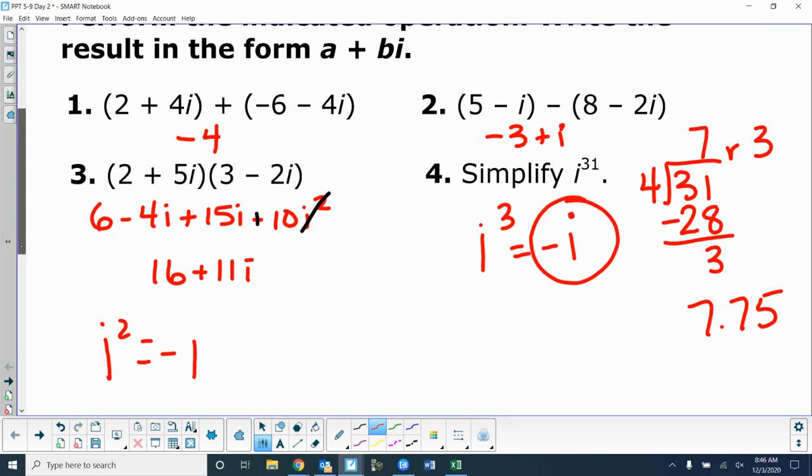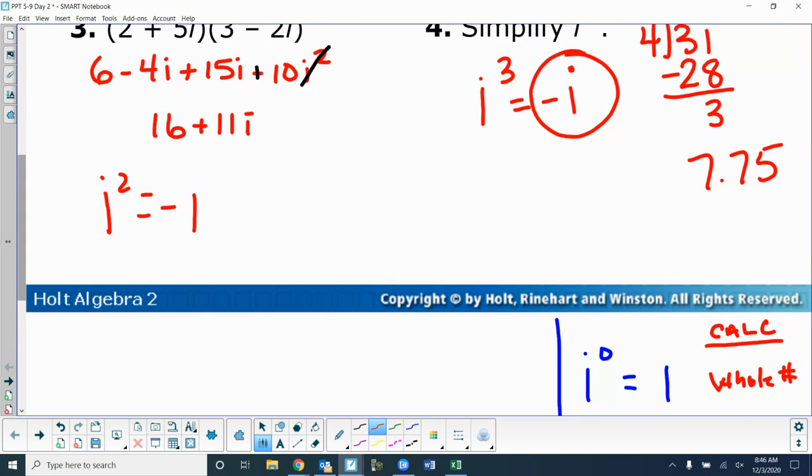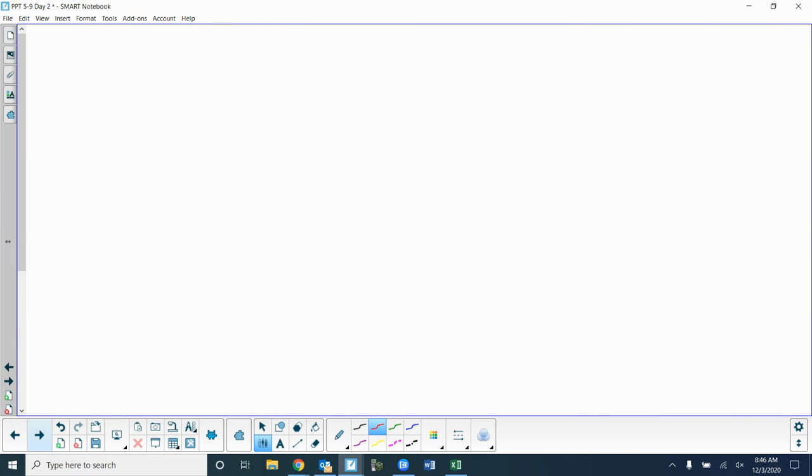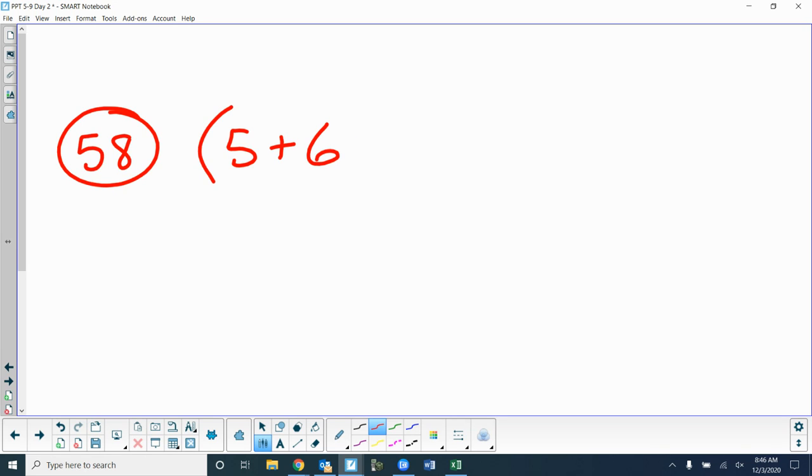All right, let's look at that one. What number is that? 58. Okay, so we got a binomial squared here. 5 plus 6i squared. You guys know what squared means, right? Multiplied by what? Itself, right? So just write it twice.